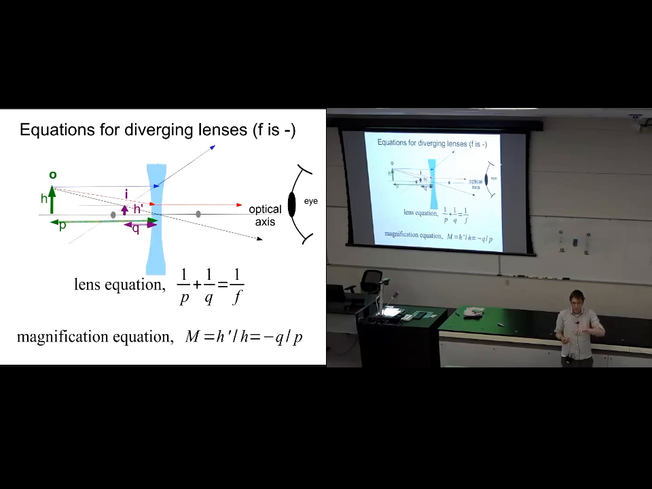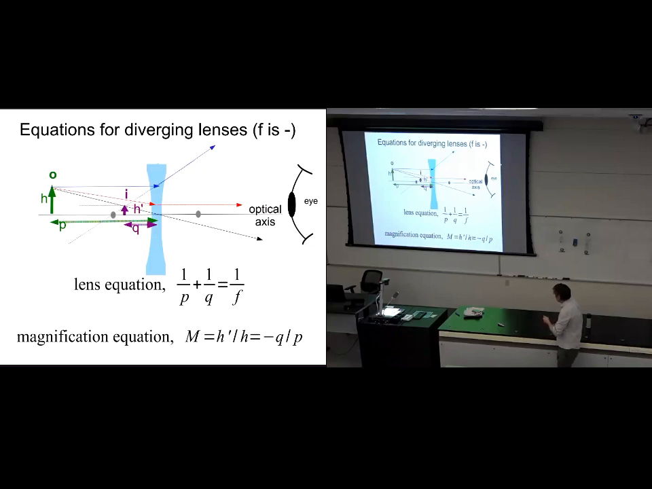The meanings of positive and negative focal lengths are different. Positive means a converging lens or a converging mirror. Negative means a diverging lens or a diverging mirror. So it's the same equations every time, but the key is understanding that lenses, mirrors, diverging, converging correspond to different signs for the P's, the Q's, and the F's.